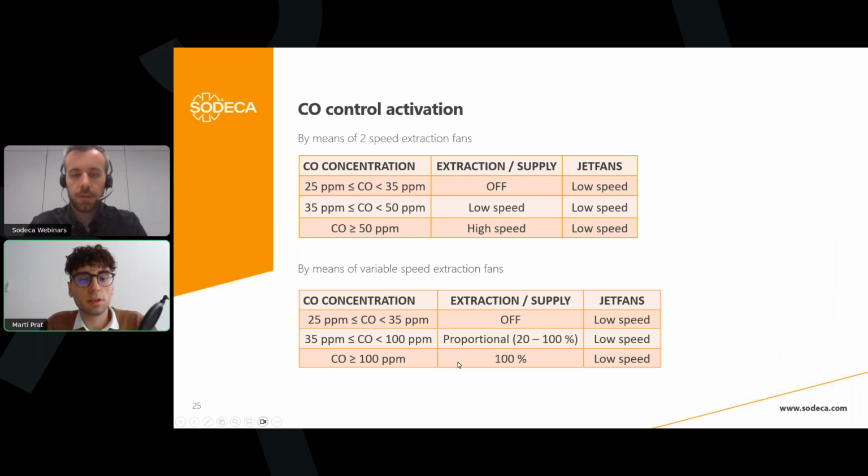We can also have this activation based on a proportional speed with VSDs and a control card that regulates the extraction and supply fans speed based on the different levels and this 0-10 volts signal.